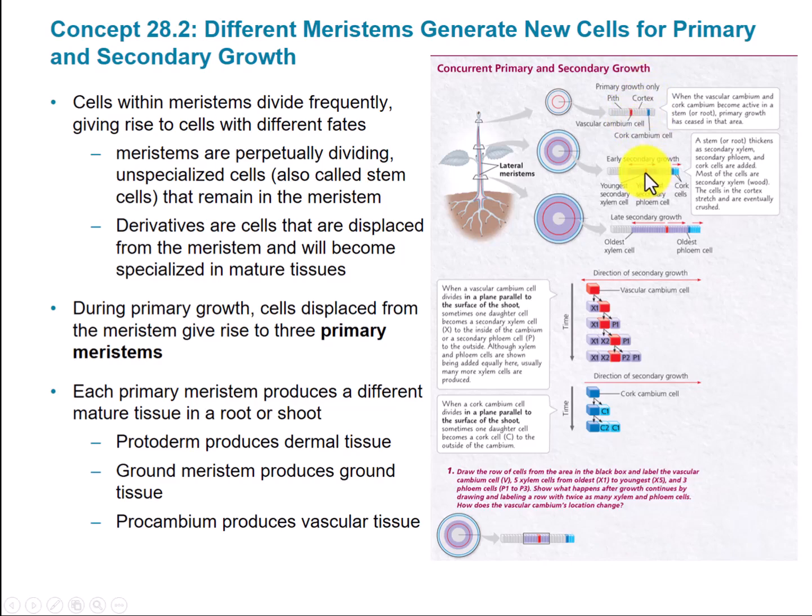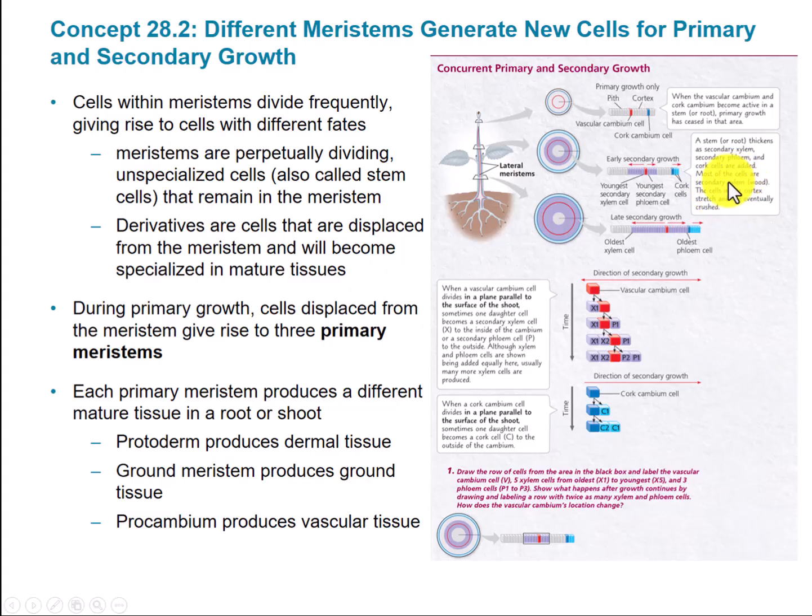And so each of these are going to divide. The vascular tissue will divide and add cells in both directions. It adds secondary xylem towards the pith, and it adds secondary phloem towards the cortex, or into the cortex. And then we can see also that our cork cambium, which is our dermal tissue, is going to be adding on cells, which will become the periderm.